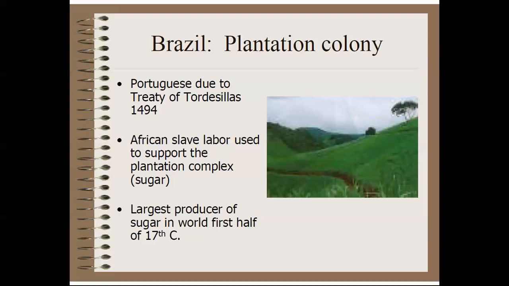Brazil will be the Portuguese colony that they established in Latin America. During the Treaty of Tordesillas, Spain was given basically all the Americas except for Brazil. The Portuguese are going to use Brazil as a plantation colony for sugar and later coffee. It's going to be the largest producer of sugar in the world and the largest importer of slaves in the world through most of the 17th century.